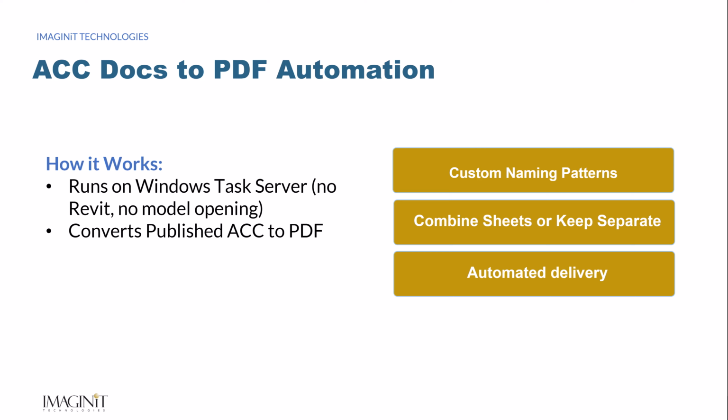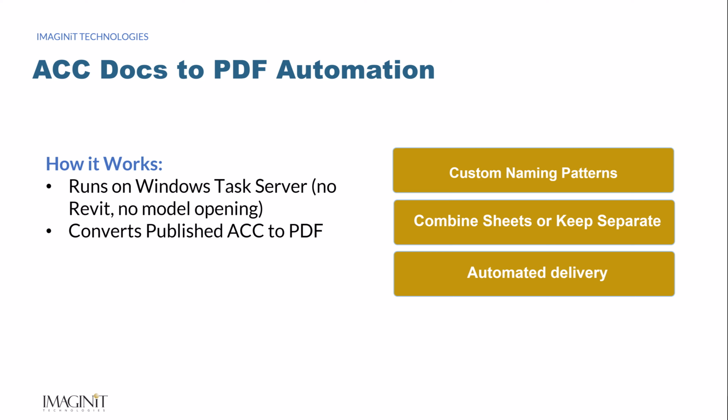You already have PDF automation in Clarity. This gives you another option, specifically for ACC workflows. This task runs entirely on the Windows task server. No Revit is involved, no model opening is required. You get the same PDF features you are familiar with: combining sheets, configuring naming patterns, delivered to multiple destinations. The difference, it works directly from ACC, keeping your Revit task servers available for model processing.